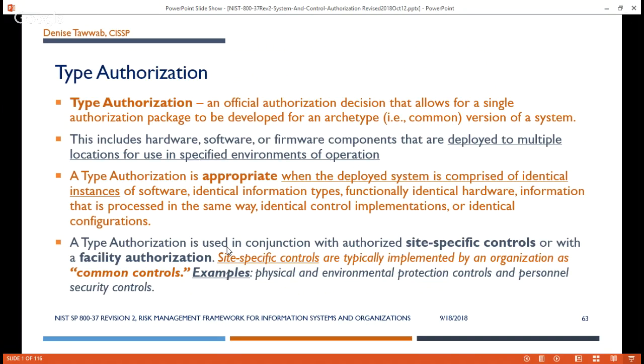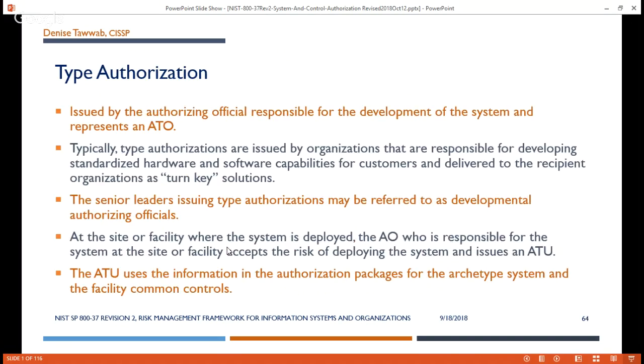Some examples of that would be your physical and environmental protection controls and your personnel security controls. The type authorization is issued by the authorizing official responsible for development of the system, and it represents an authorization to operate. So a type authorization is an ATO. Typically, type authorizations are issued by organizations responsible for developing turnkey solutions. For instance, restaurant systems, banking systems, where you've got the system, but you're using it in multiple locations. You don't want to have to authorize it in every location. You want to authorize it at the development level.